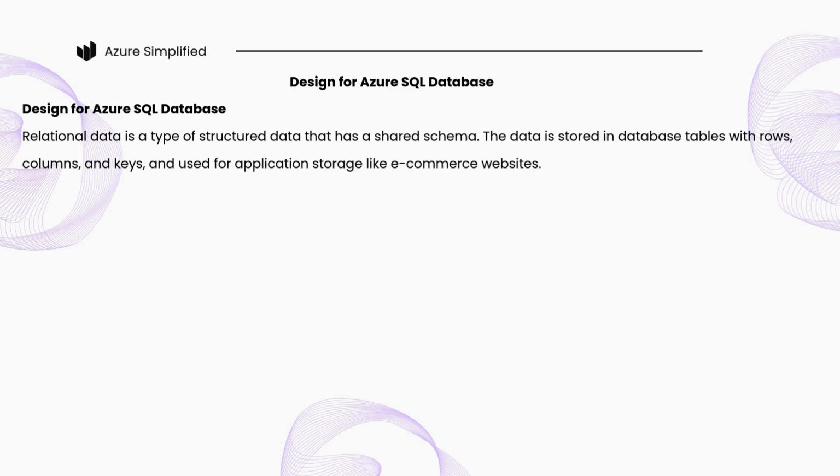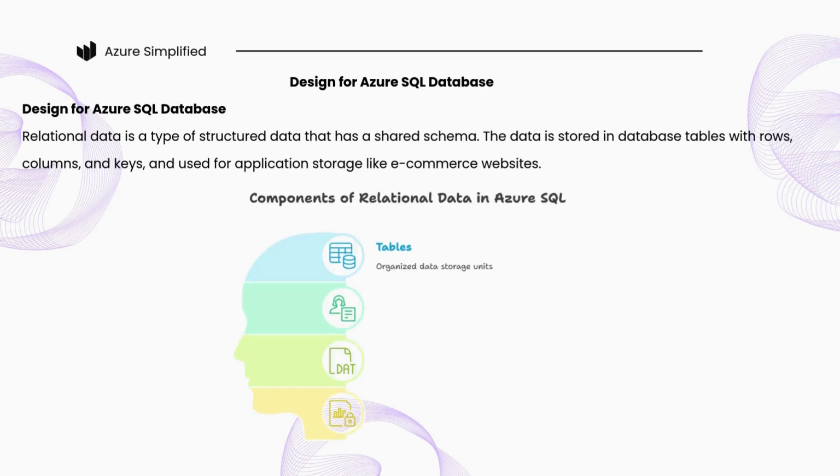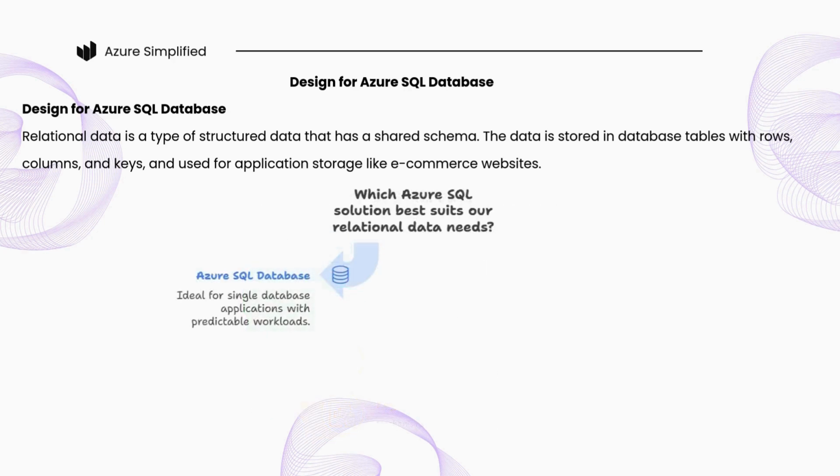Design for Azure SQL Database. Relational data is a type of structured data that has a shared schema. The data is stored in database tables with rows, columns, and keys, and used for application storage like e-commerce websites. This diagram helps determine the best Azure SQL solution for different relational data needs.